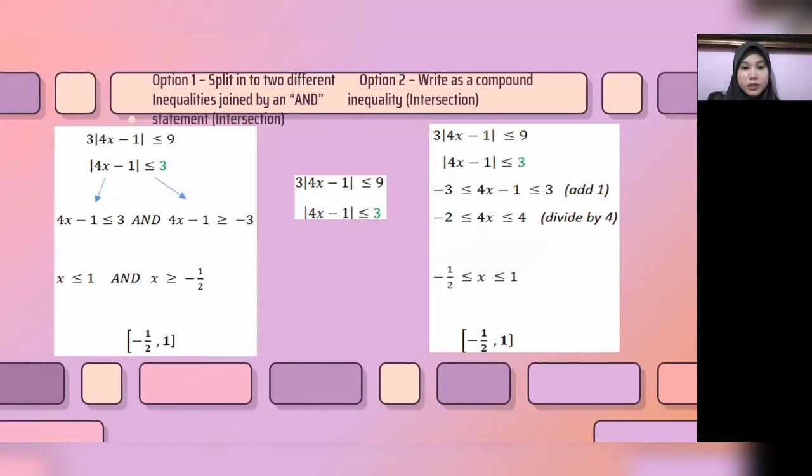Greater than, less than, equal to. For example, 3 times the absolute value of 4x minus 1 less than or equal to 9. So, absolute value of 4x minus 1 less than or equal to 3.